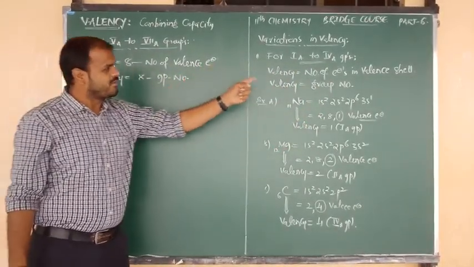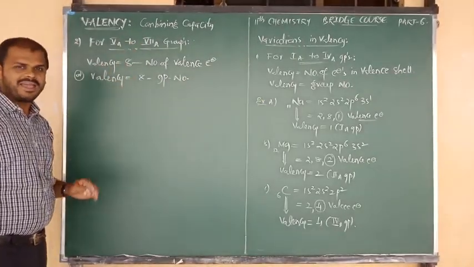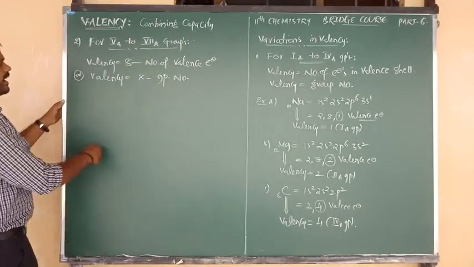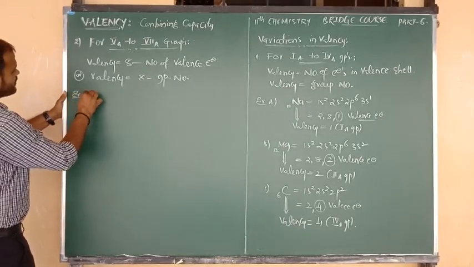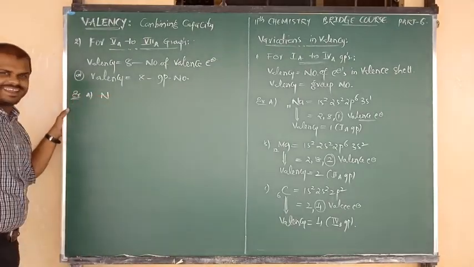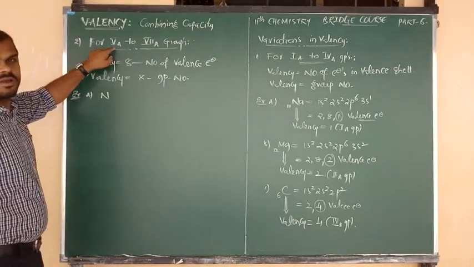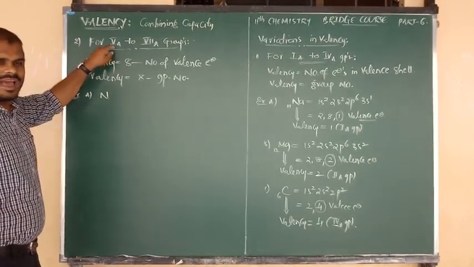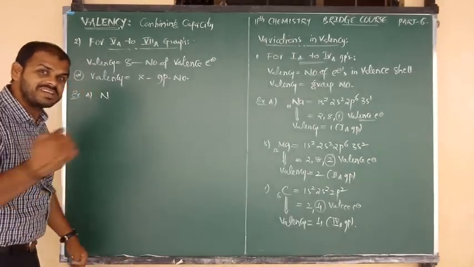For 1A to 4A, and after that from 5A to 7A, these rules we have to apply to calculate the valency. I am going to give you an example. Example number 1 is nitrogen. What is the valency of nitrogen? Nitrogen belongs to which group? 5A group. I say 5A group, 6A group, 7A group. From these 3 groups I am going to give you 3 examples. Try to catch.